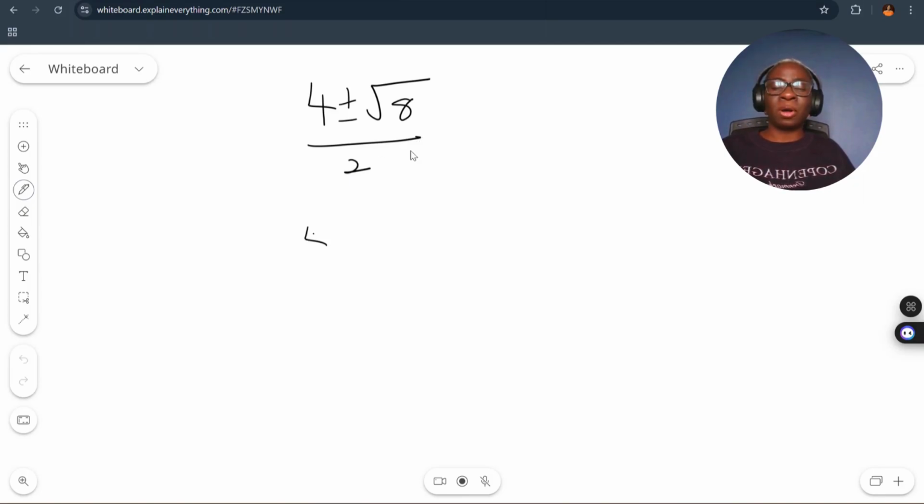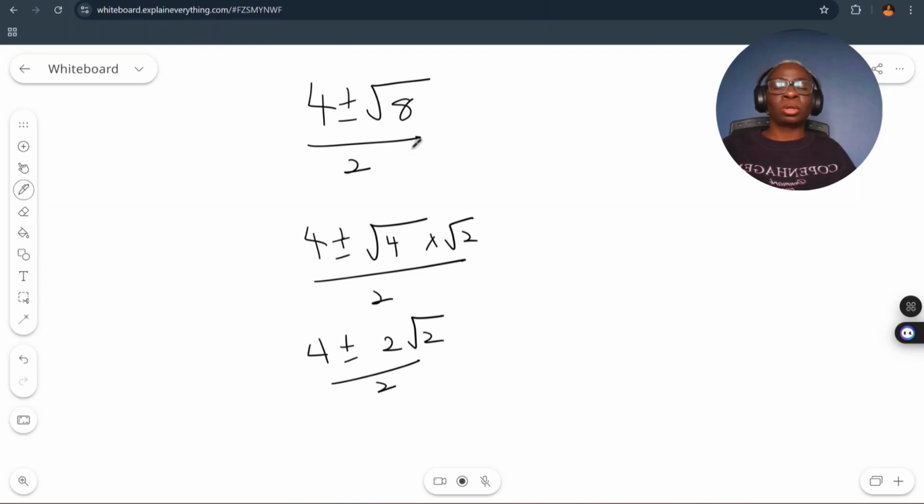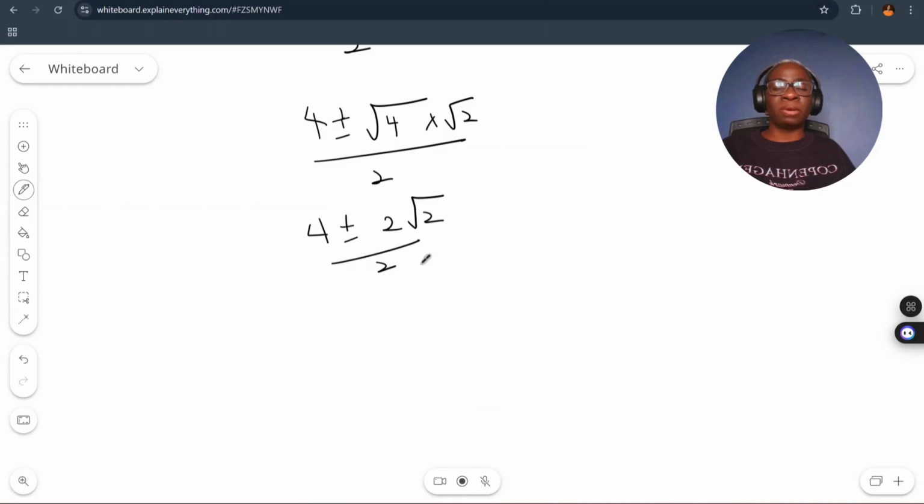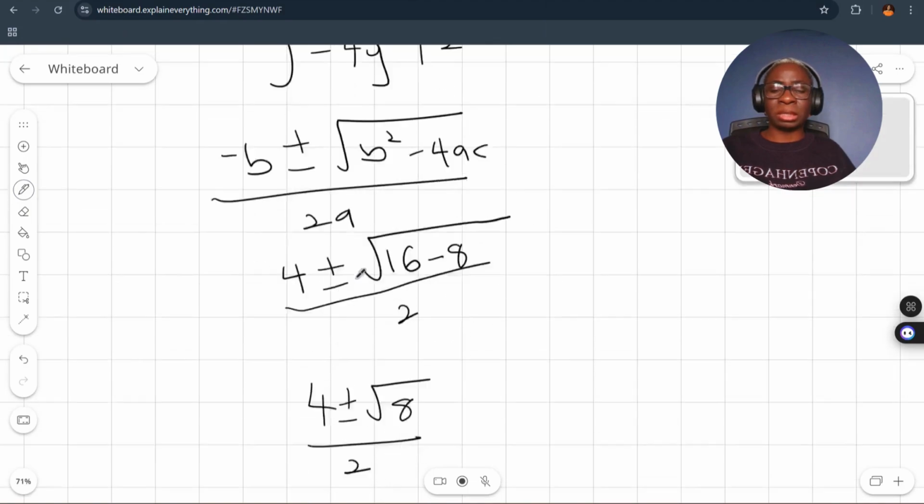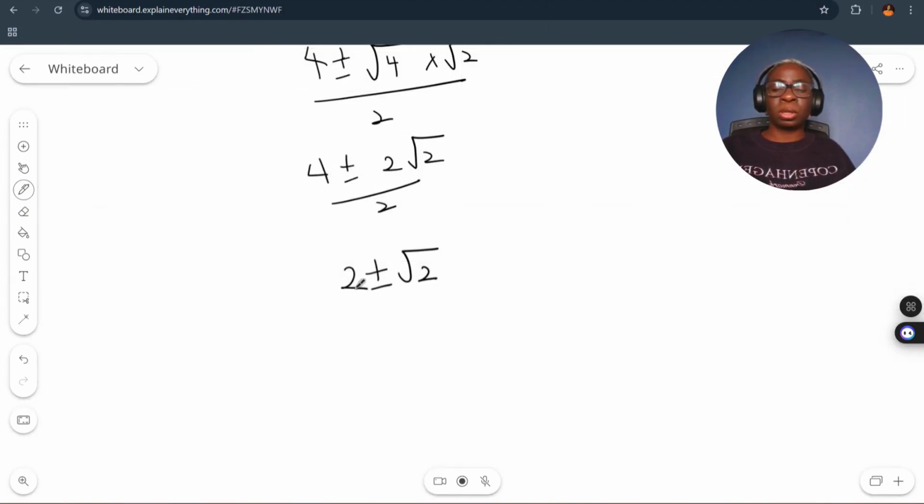So we have 4 plus or minus root 8, which is the same thing as root 4 times root 2, right? Then over 2, and this would give 4 plus or minus 2 root 2 over 2. So 2 will cancel, 2 will go into 4 2 times, so that here we can have 2 plus or minus root 2. So from this quadratic equation, y equals 2 plus or minus root 2.